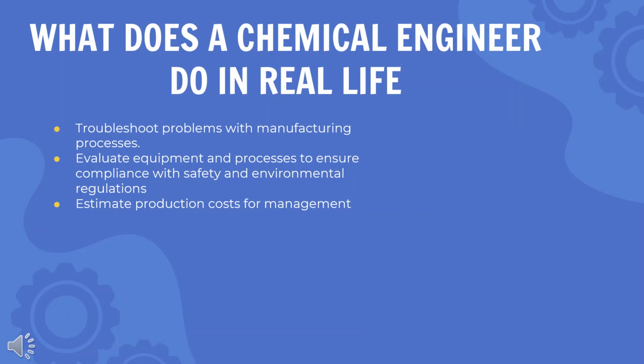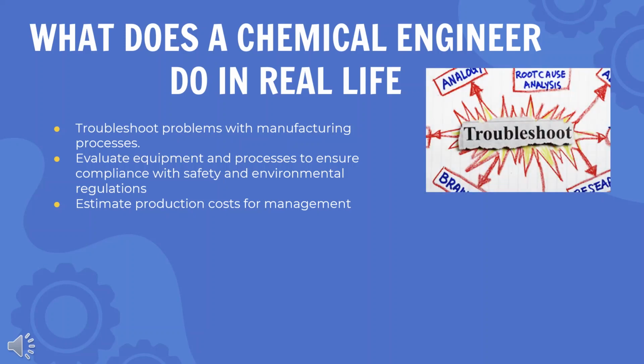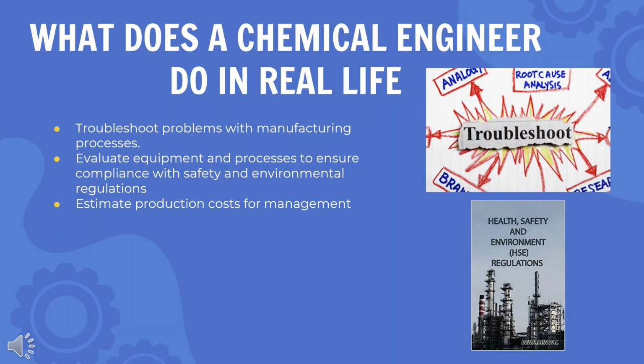When it comes to daily routine, chemical engineers troubleshoot problems with manufacturing processes to make sure the plant runs smoothly with minimum hiccups. They also evaluate equipment and processes to ensure compliance with safety and environmental regulations. It is compulsory for a chemical engineer to comply with every regulation to protect the environment.